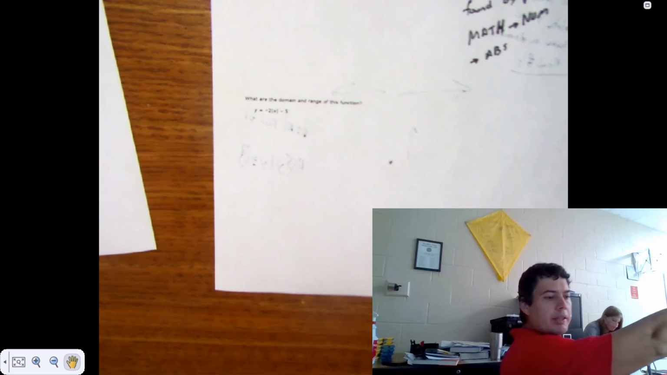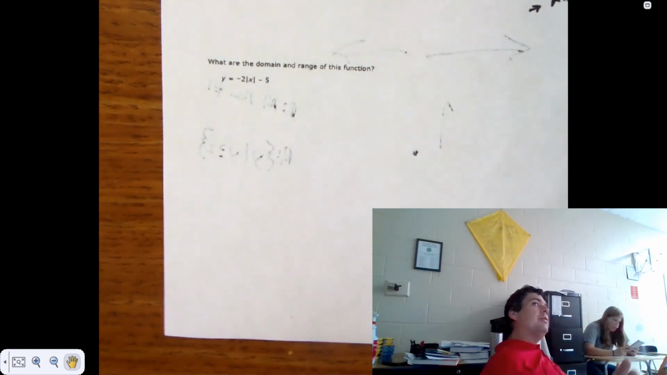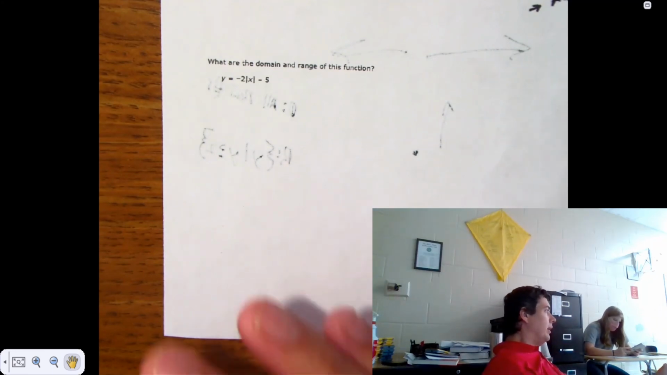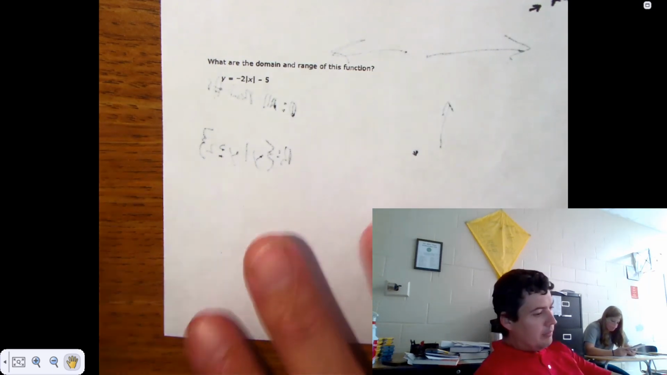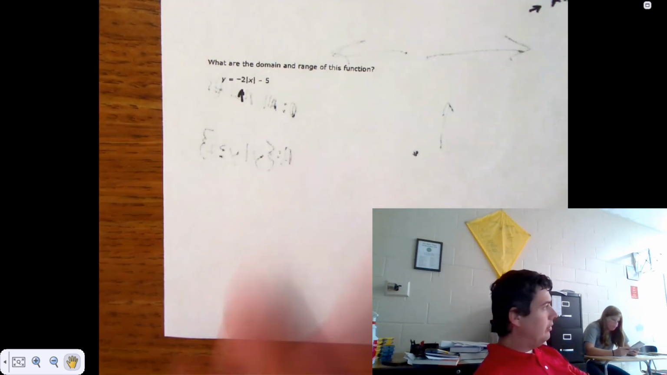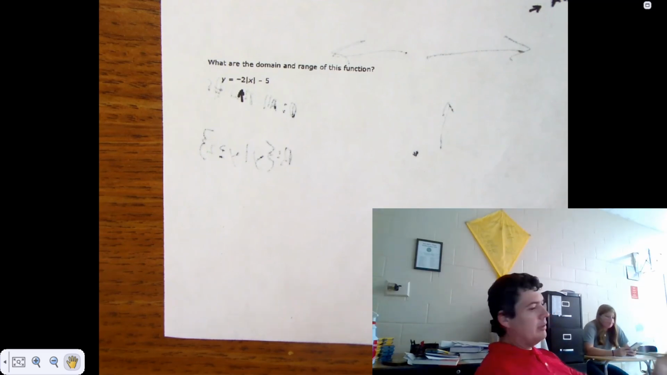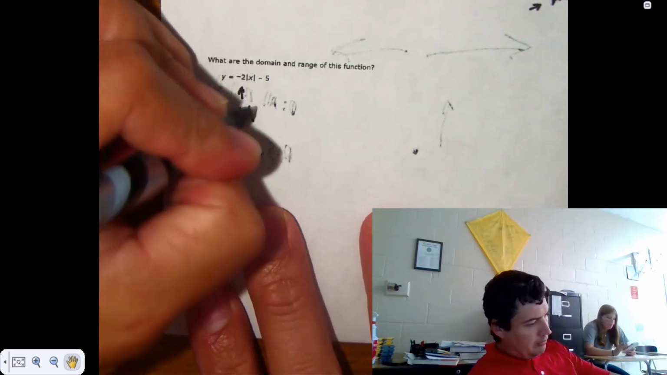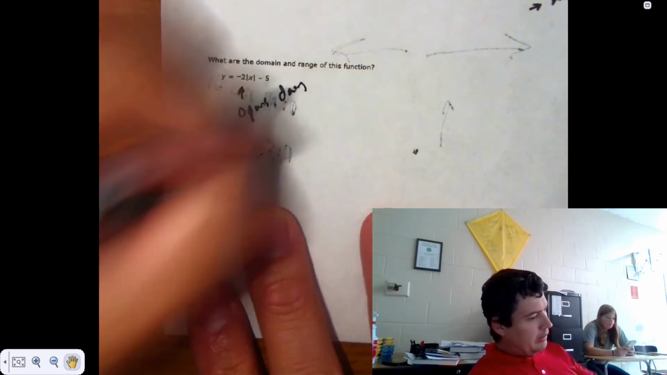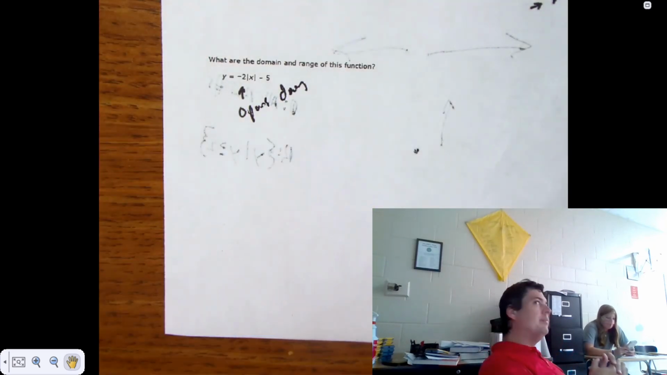Now, this one actually does something different than everything else on this page. What's different? The scale factor is already outside, and it's what? Negative. How does this thing open? Does it open up or open down? It opens down, because it's negative. This would be a less than or equal to situation.